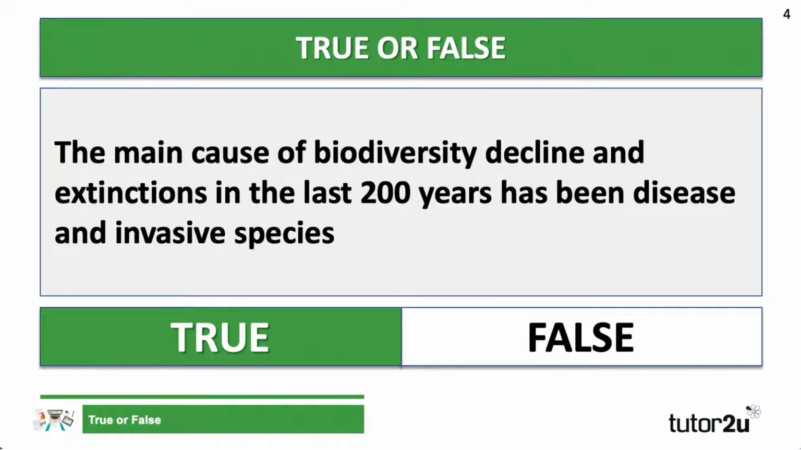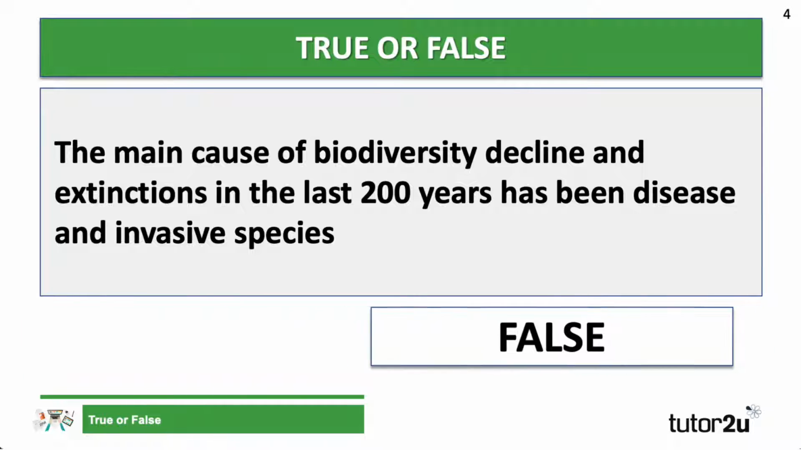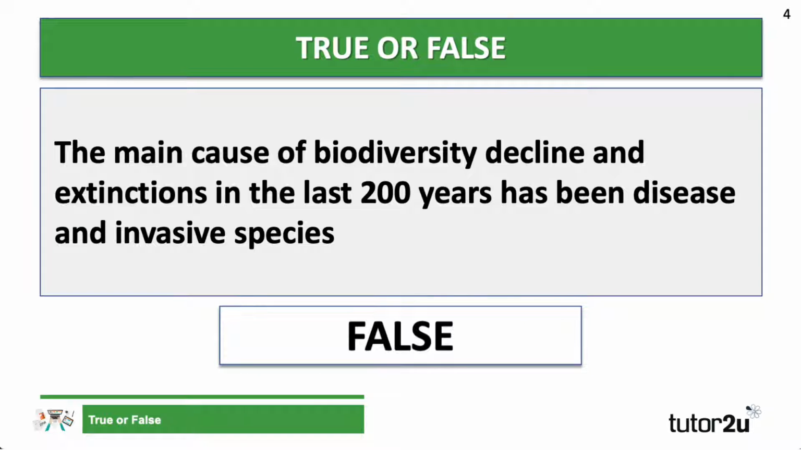Put your answer for T or F, true or false, and we will look at those. One or two good answers there. Right, okay. The answer is false. It's false because the main cause of biodiversity decline and extinctions has been habitat loss and the degradation and change of habitats, followed by exploitation, hunting and fishing, those sorts of things.